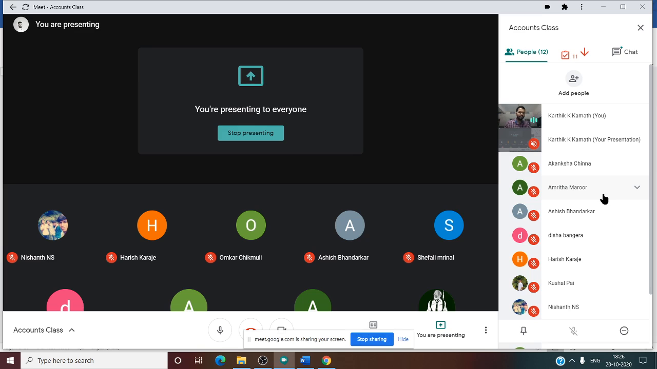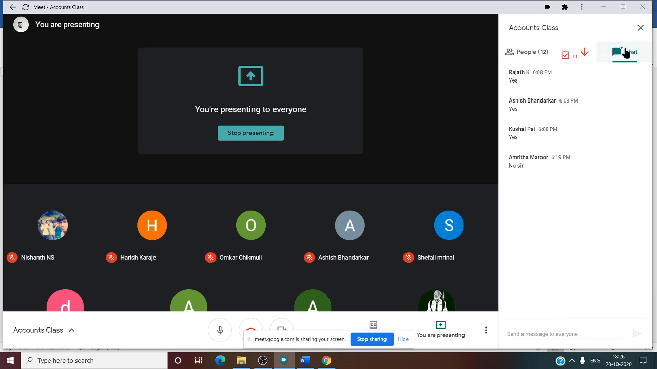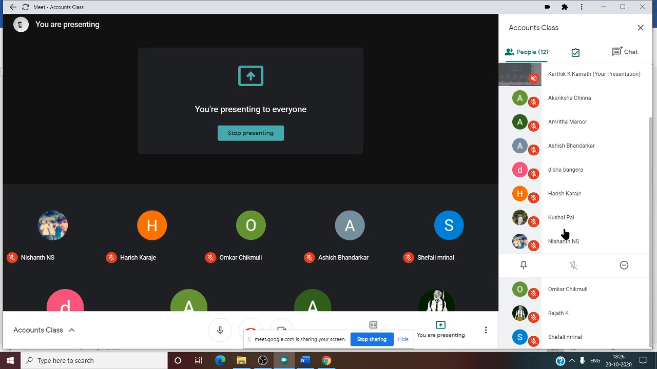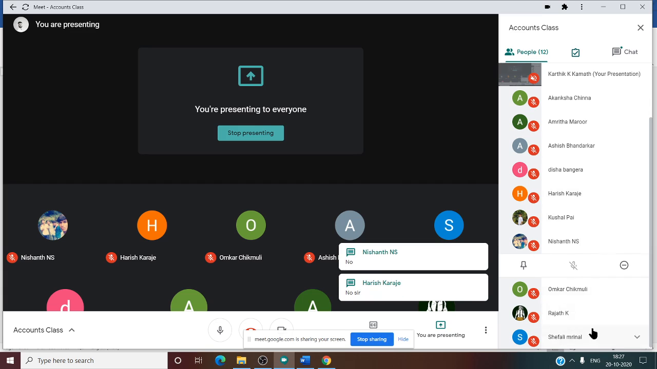So any doubt regarding this? No doubt, right? Any doubt, you can ask me now. Unmute yourself or comment in the chat box. Anything? Kushal, are you having any doubt regarding this one? Nishant, Isha, Akamsha, Pratish, Amrita, Sifali, Omkar, Rajat.